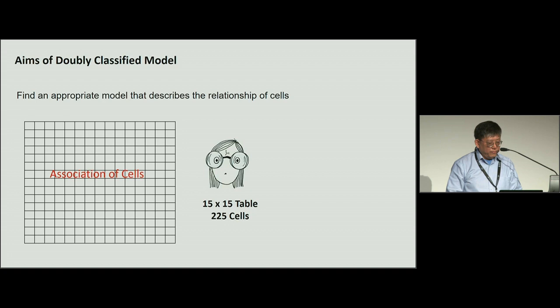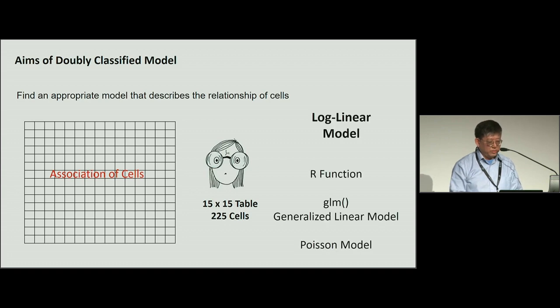So the main aim of doubly classified models is to find an appropriate model that describes the relationship of the cells. If you have a 4 by 4 table, it's probably not too difficult to find the relationships. 2 by 2 is equally easy. But if you have a 15 by 15 table, you have 225 cells to understand the relationships of, which is quite a difficult task. So doubly classified models are suitable in this situation.